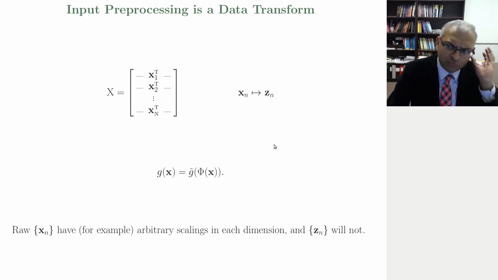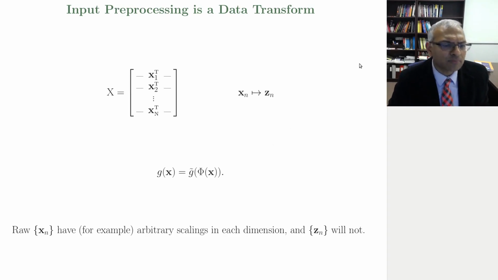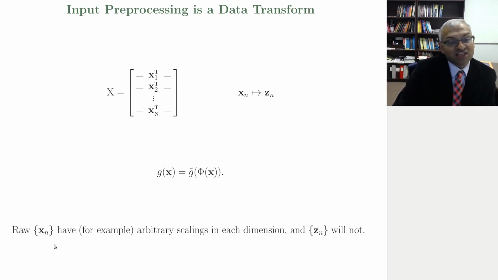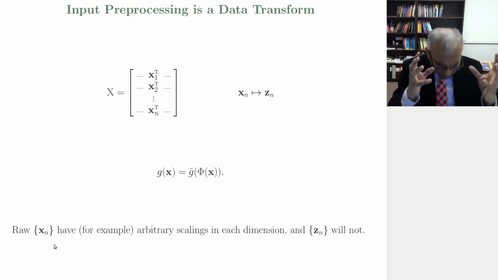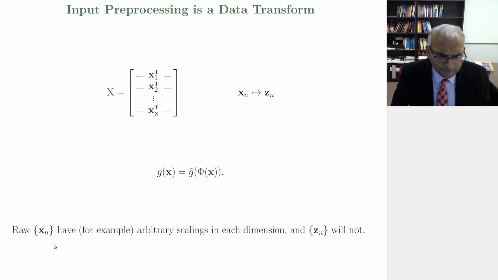We're now going to design input preprocessing transforms that will, for example, take your raw xn, which might have arbitrary scalings in each dimension, and produce zn's, which will not. So let's start with three very basic transforms. They come at almost no cost, very easy to implement, and so you should implement them because it puts the data into this standard format. Since the algorithms are expecting this, you'll get a lot of benefit by systematically always preprocessing the data into this standardized form.